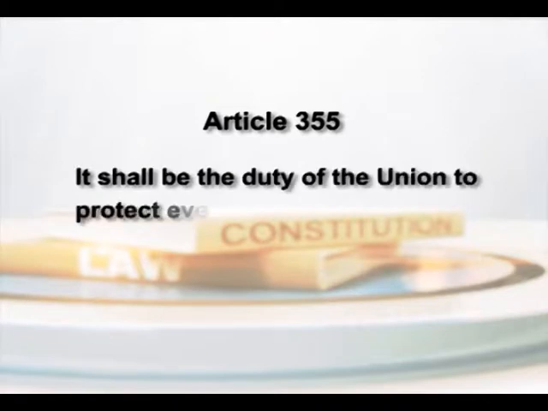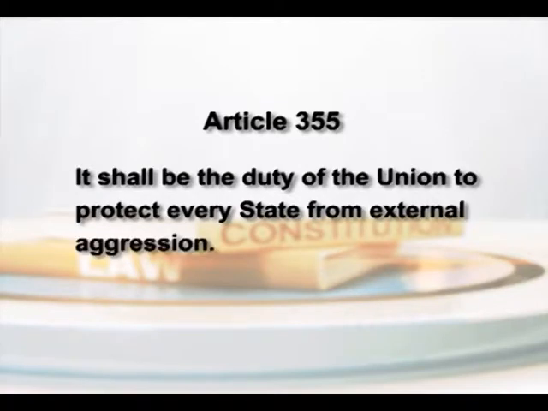Allocation of administrative responsibilities was designed to ensure proper execution of law, settlement of disputes between the center and the states, and achieving better coordination to help grow the spirit of cooperative federalism, to serve the purpose of Article 355. What does Article 355 say? It says that it shall be the duty of the Union to protect every state from external aggression.